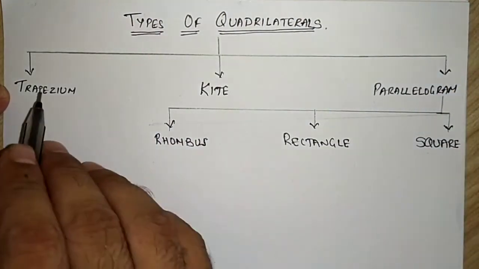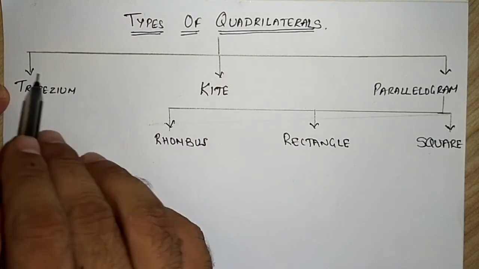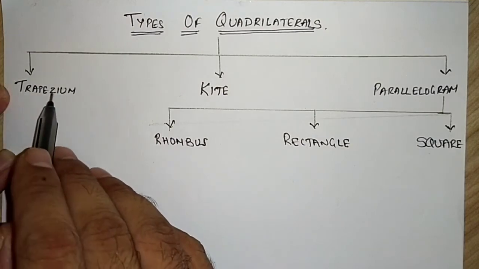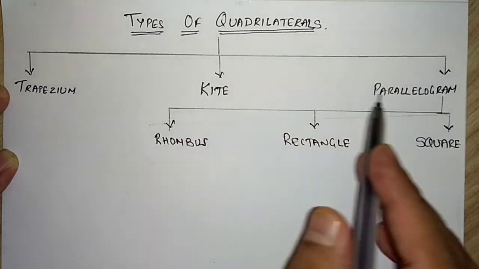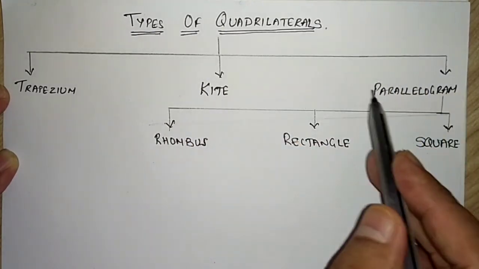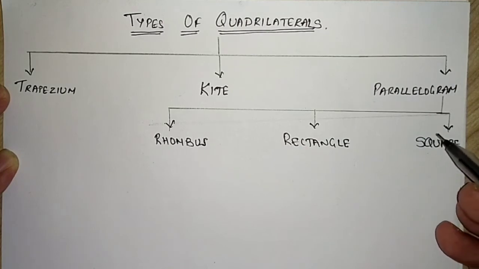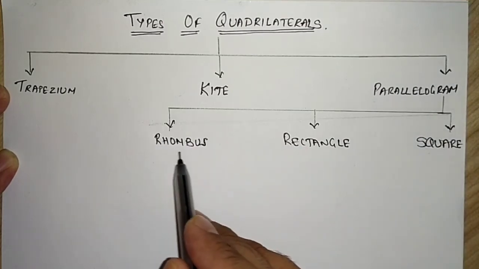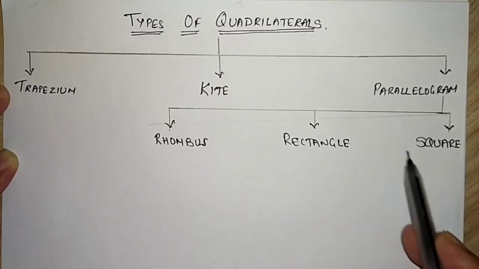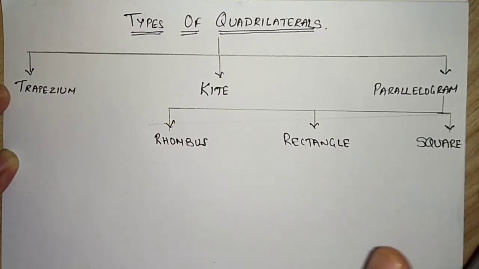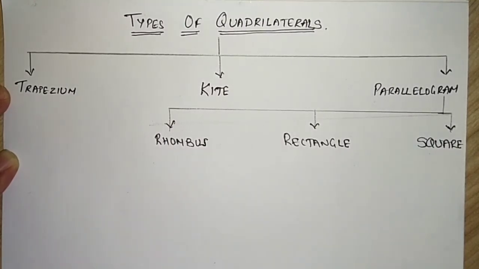Now, what are the definitions of trapezium? Which quadrilaterals are called trapezium? Which quadrilaterals are called kite? And which quadrilaterals are called parallelogram? And under parallelogram, which parallelogram is called rhombus, which is called rectangle, and which is square? All of this we will discuss in part 2 of the introduction lecture.